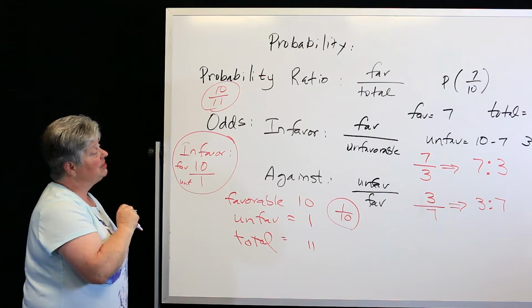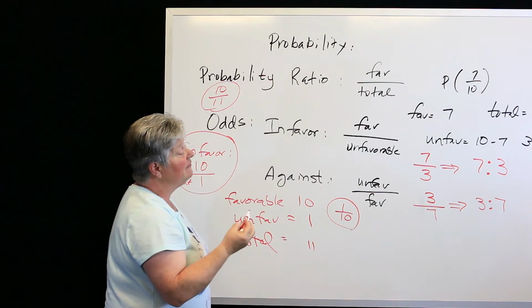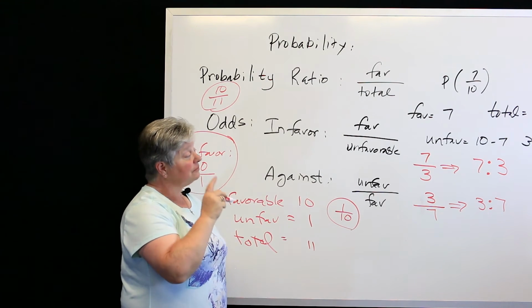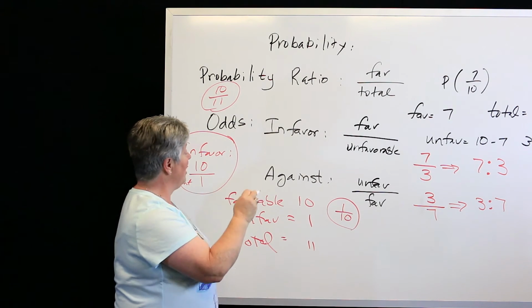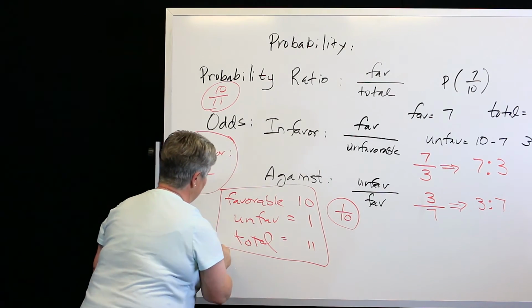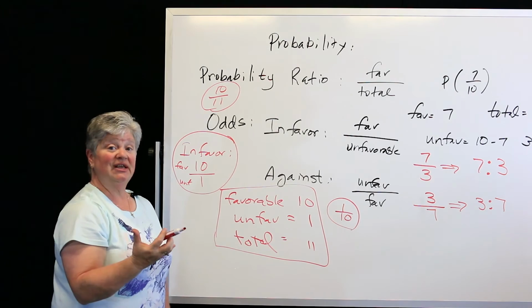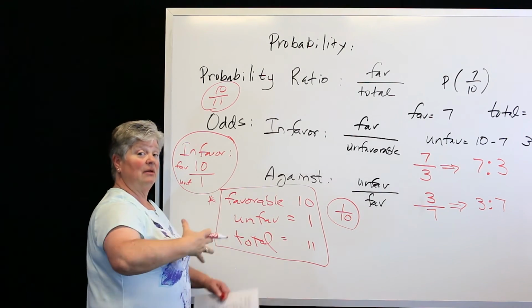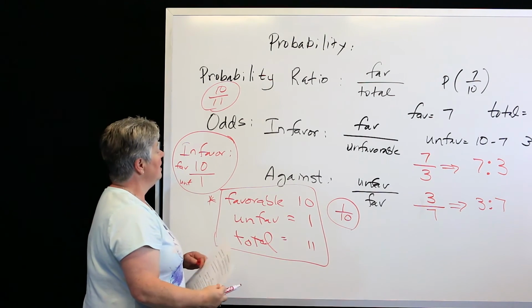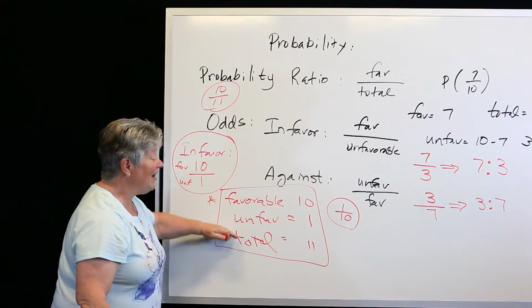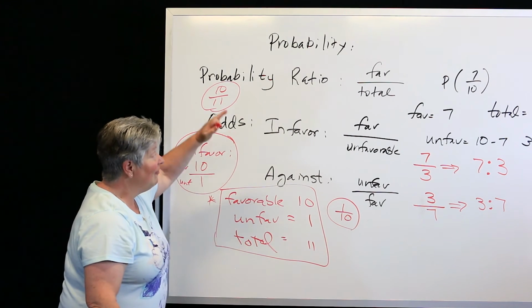And my suggestion to you would be, if you're given one and you're asked to determine the other two, be really specific about it. Notice how I wrote out what I knew just from the ratio I was given. I think sometimes we forget to do that, and then we don't put the right numbers in. Determine favorable, unfavorable, and total. And once you have these three, you have all of those ratios.